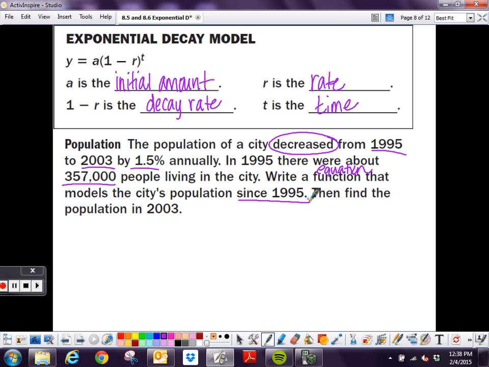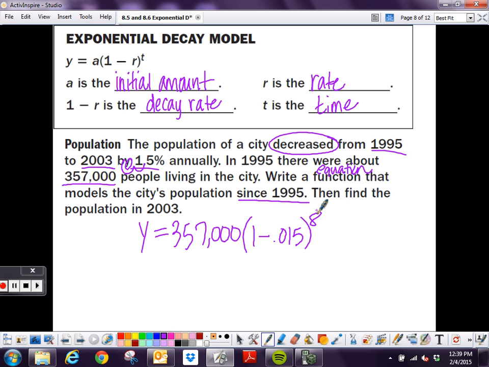Okay, so here we go. So we've got y equals, what's our start, our initial, so that's 357,000. 1 minus, since we're decreasing, and our rate here is 1.5%, which means I need to move that decimal over twice. So it's going to be 1 minus 0.015. And then it's since 1985. Well, 1985 to 2003, that's 8 years.